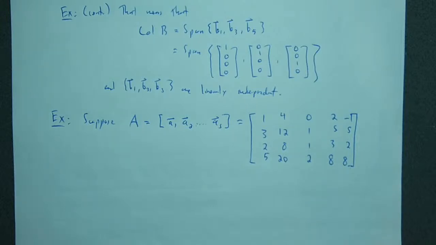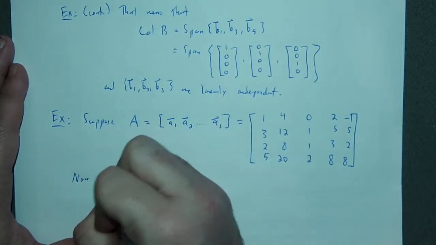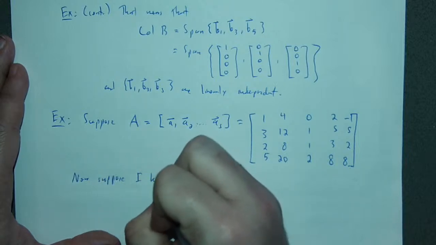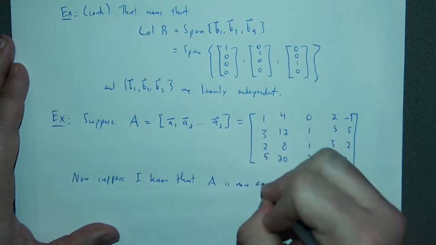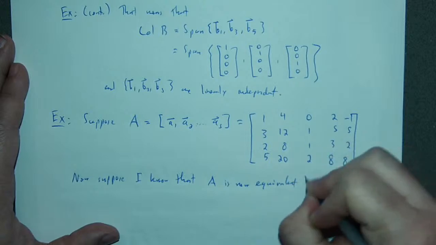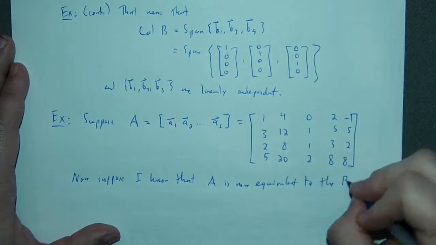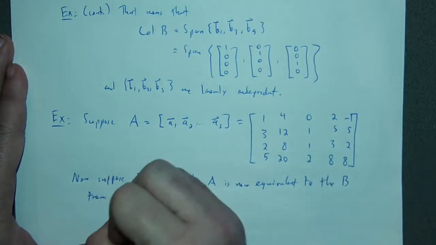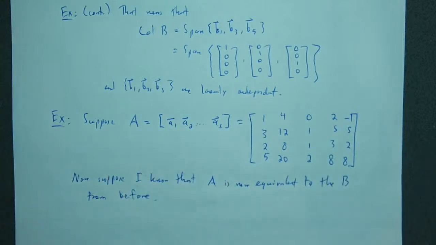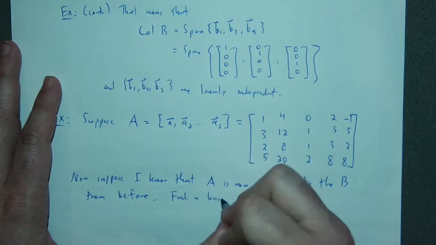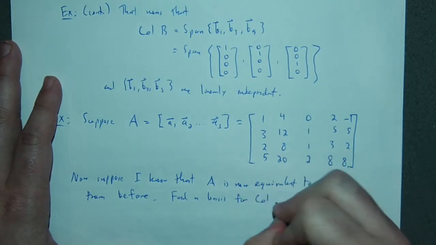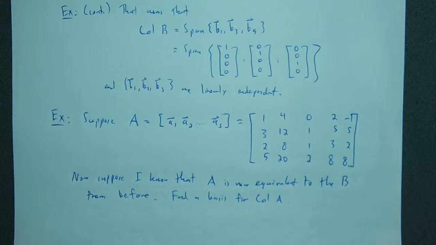All right. Now, suppose I know that A is row equivalent to the B from before. Okay, I still want to find a basis for the column space of A. Okay.